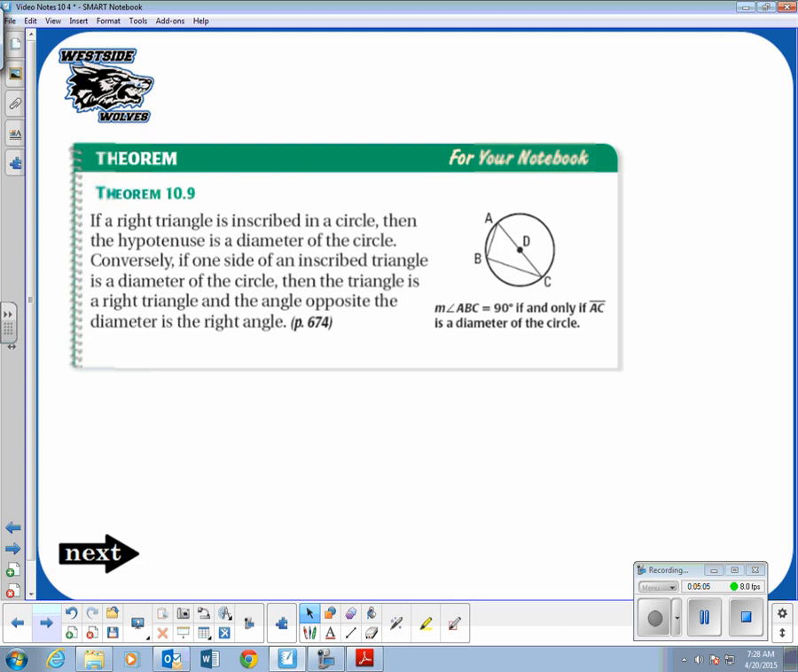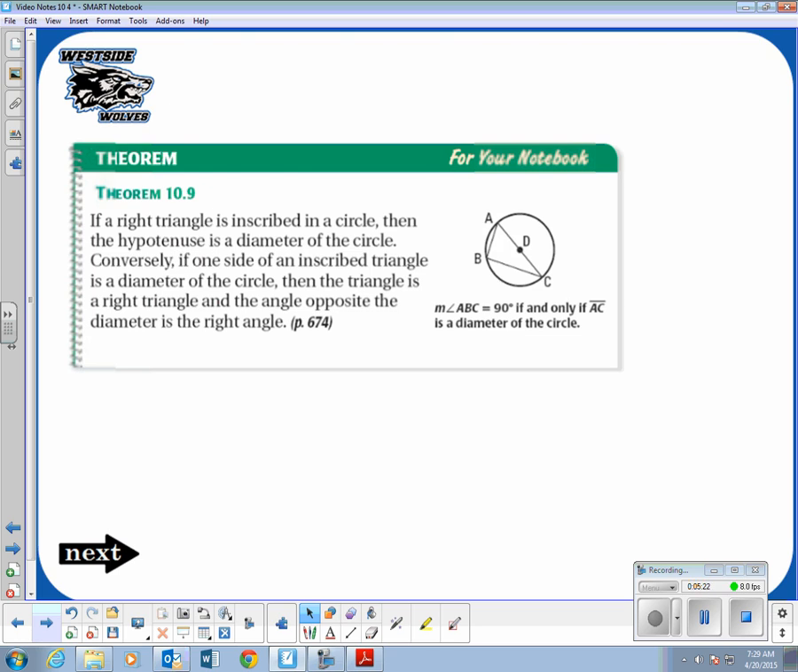Here's our next theorem. Our next theorem says if a right triangle is inscribed in a circle, then the hypotenuse is a diameter of the circle. And conversely, if one side of an inscribed triangle is the diameter of the circle, then the triangle is a right triangle, and the angle opposite of the diameter is the right angle.